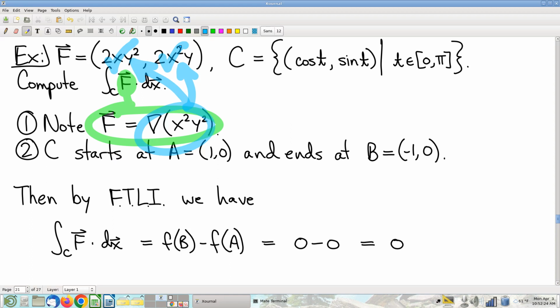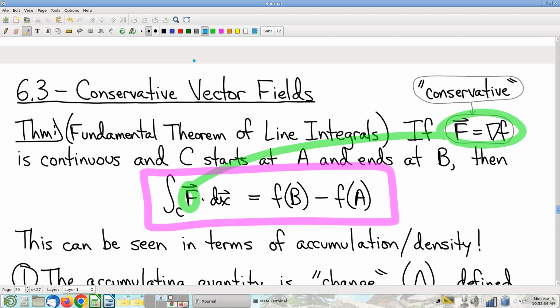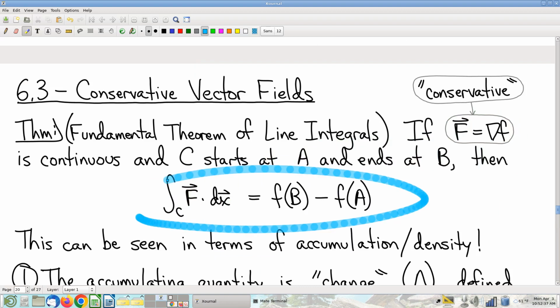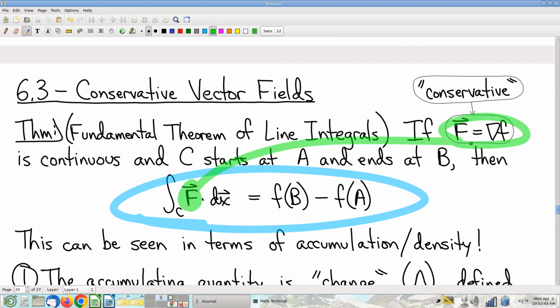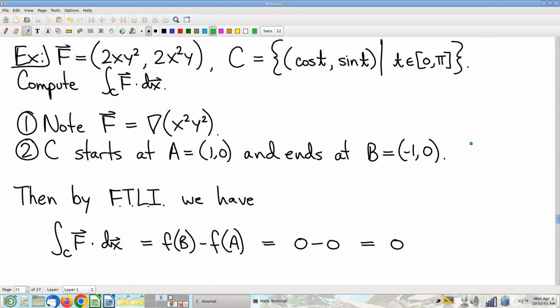This is not just a vector line integral of a random vector field. This is a vector line integral of a gradient. And that's what our new powerful tool is all about. The fundamental theorem of line integrals is all about computing vector line integrals of gradients. Yeah? So, sweet. F of B minus F of A, and we're done.